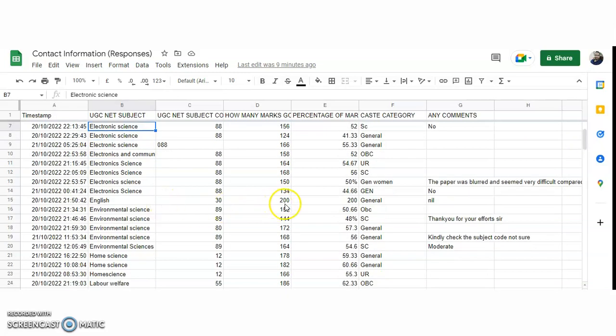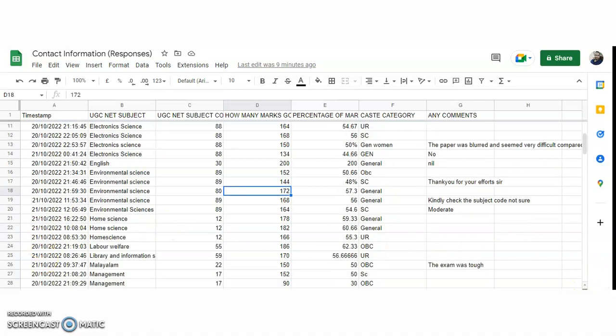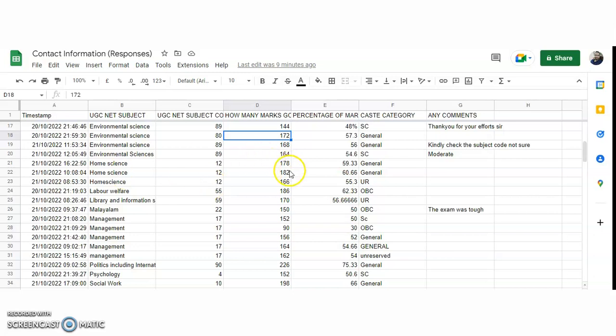Coming to English, only 1 response, 200 for the general category. Coming to environmental science, I got 4 to 5 responses: 152, 144, 172, 168 and 164. Here the percentages mostly range from 50 to 55. So for the general category, if you get 58 or 59, then you may get the JRF, as per this data. Coming to home science: 178, 182, 166, 186. So the home science cutoff may go beyond 60. Coming to labor welfare, only 1 response, that is 186, and library and information also 1 response, 170. So please fill up the details as early as possible.